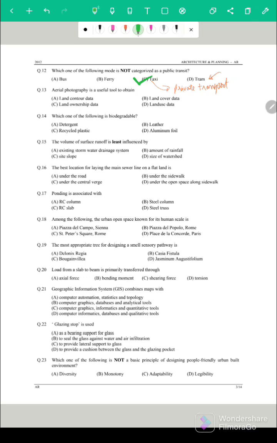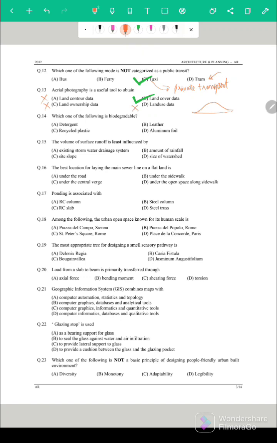Next question is, aerial photography is a useful tool to obtain. So the correct answer of this question is option number B, land cover data. दोस्तों एरियल फोटोग्राफी से हमें लैंड कंटूर डेटा नहीं मिलता है कि लैंड कितना कंटूर है, कितना कम कंटूर है. लैंड ओनरशिप डेटा भी हमें नहीं मिलता है, and land use data भी नहीं मिलता है.